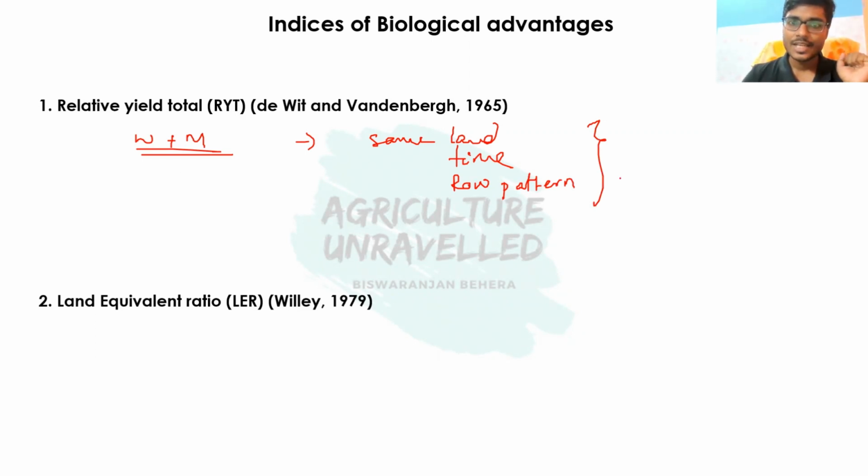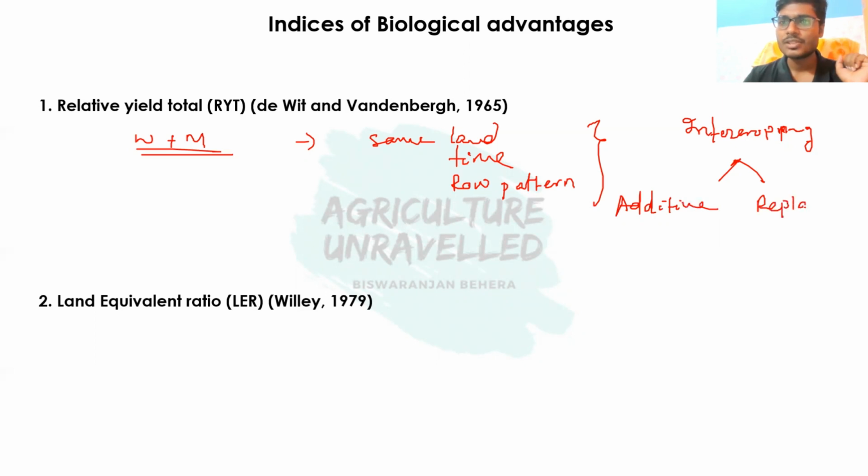In this case, remember one thing, intercropping may be of two types. One is additive series, another one is replacement series. In case of additive series, there is one main crop or base crop. Remember, one base crop or main crop is there, and another one is intercrop.